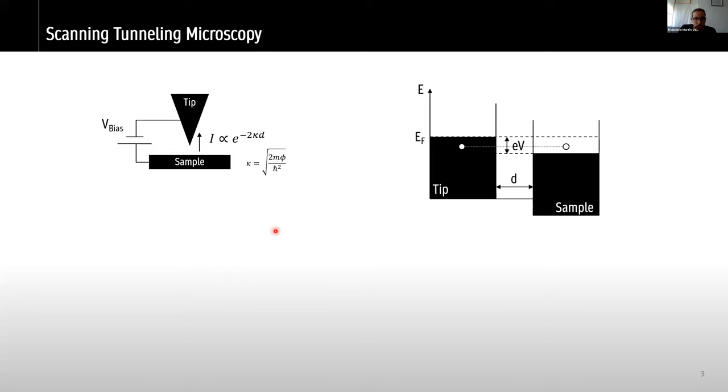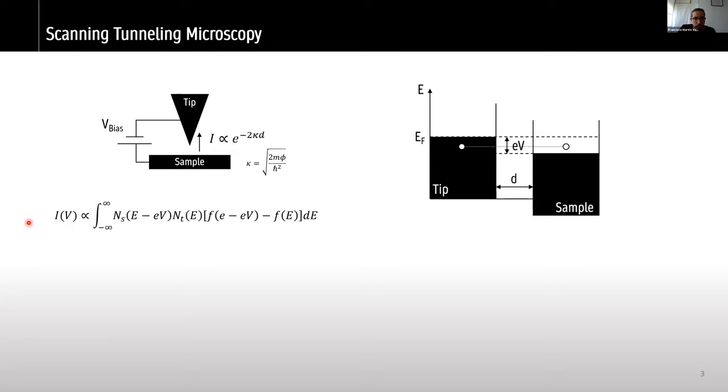This distance can be precisely controlled using piezoelectric materials, and this way, for instance, if we apply a feedback loop to adjust the height of the tip as we scan over the sample to keep the current at a constant value, we can reconstruct the topography of the sample. But the STM can also be used as a spectroscopic tool.